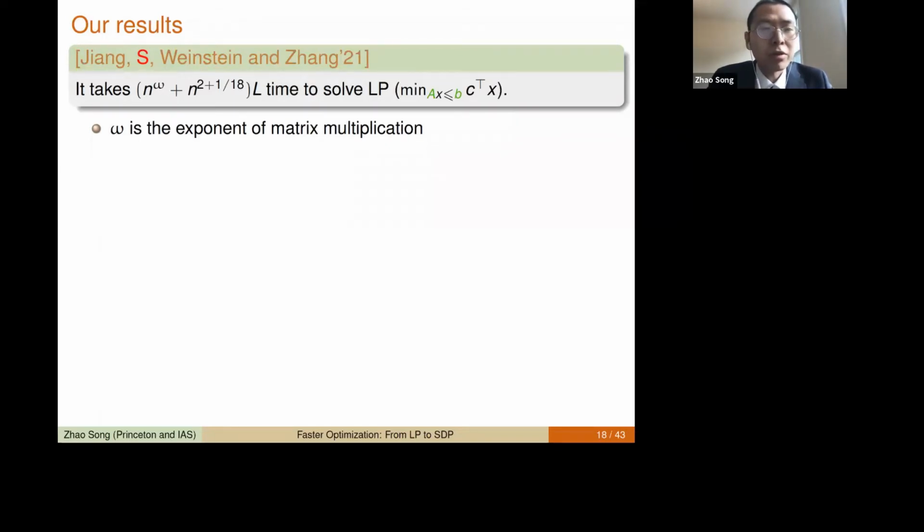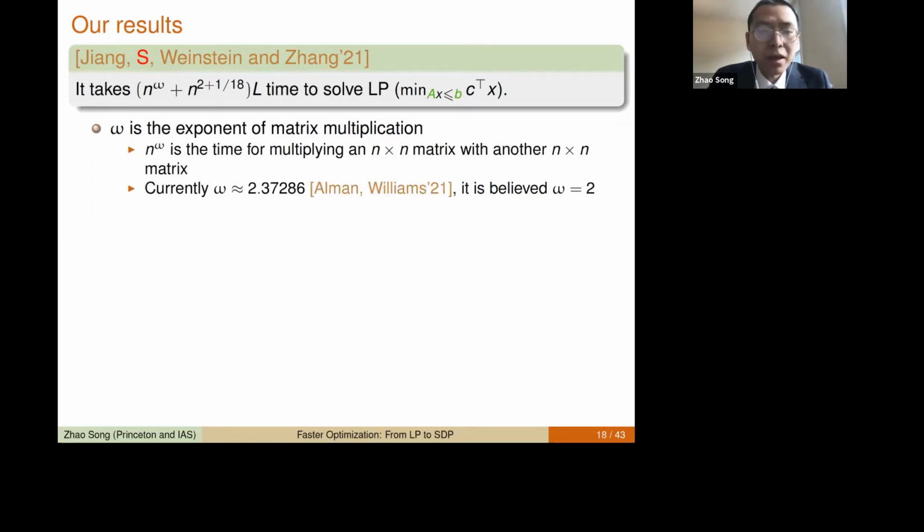Here, let me briefly remind you what the meaning of this running time is. Omega is the exponent of matrix multiplication. And n to the omega means the time for multiplying an n by n matrix with another n by n matrix. Currently the best omega is 2.37286, and this is due to a very recent result at SODA by Josh Alman and Virginia Williams. In our community, some people actually believe omega is equal to 2. One reason is that over the last many years, the best lower bound we know is due to Raz, which is only n squared log n.